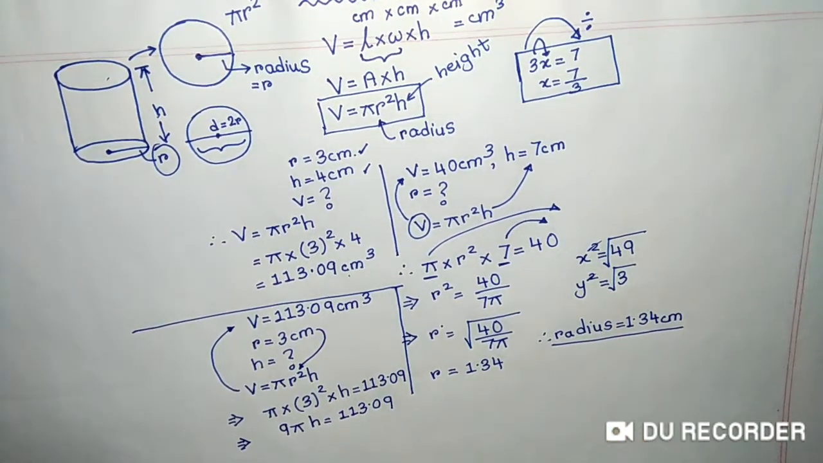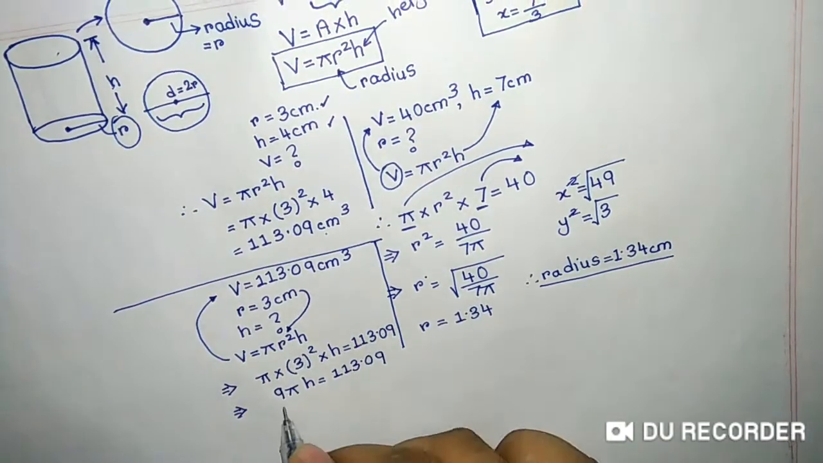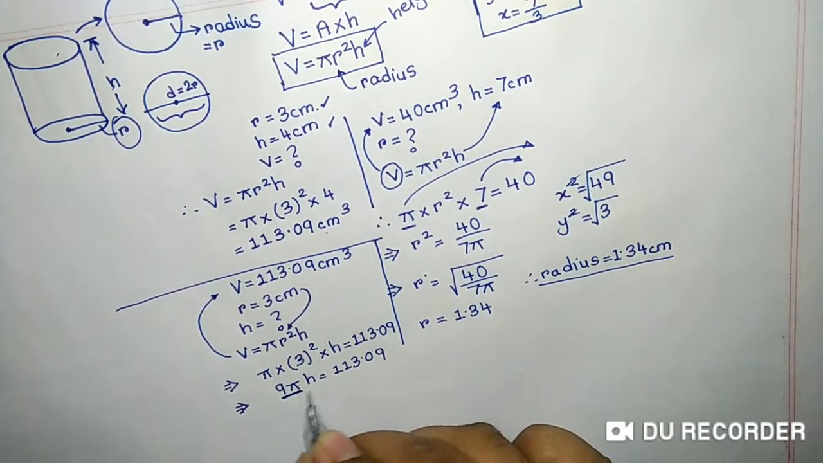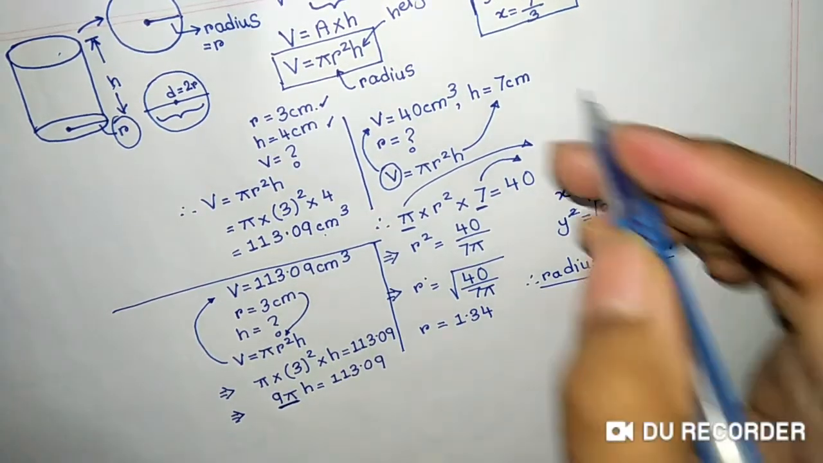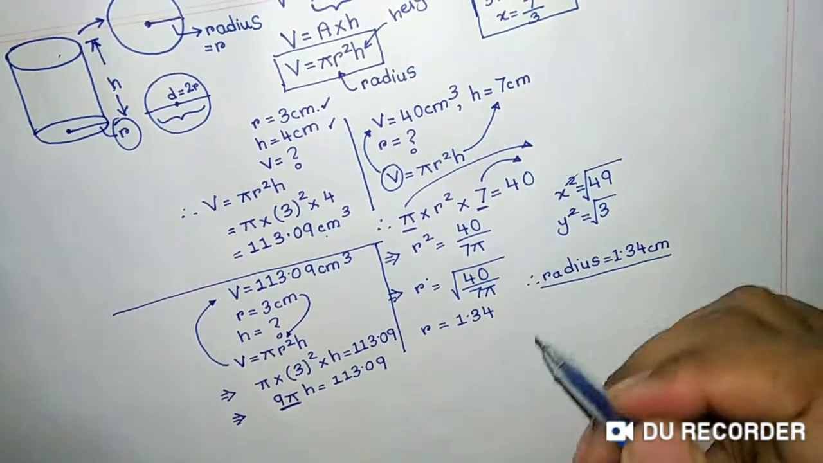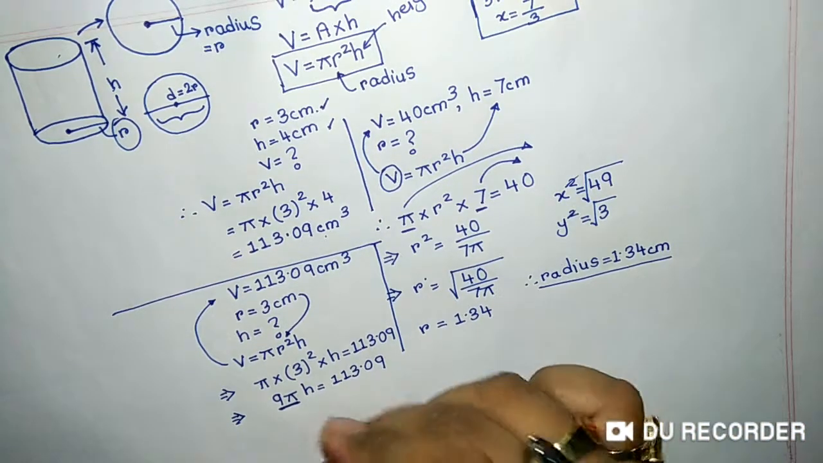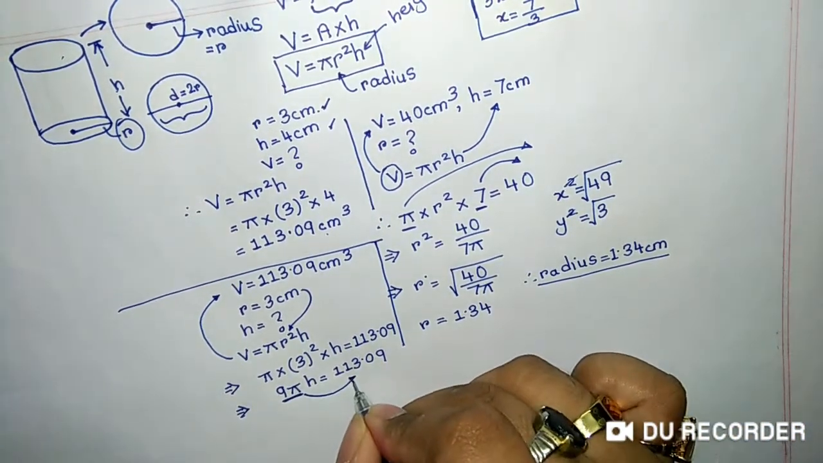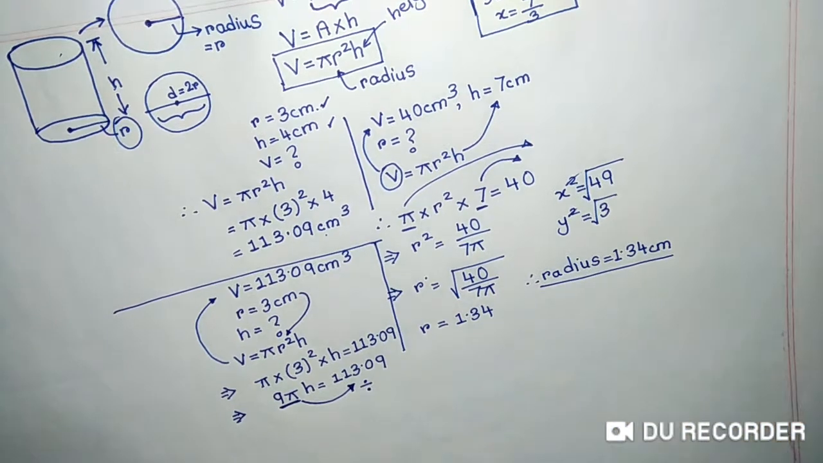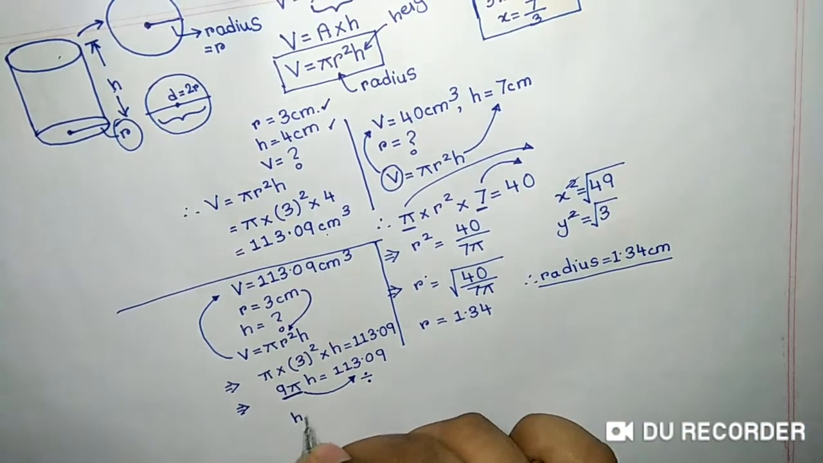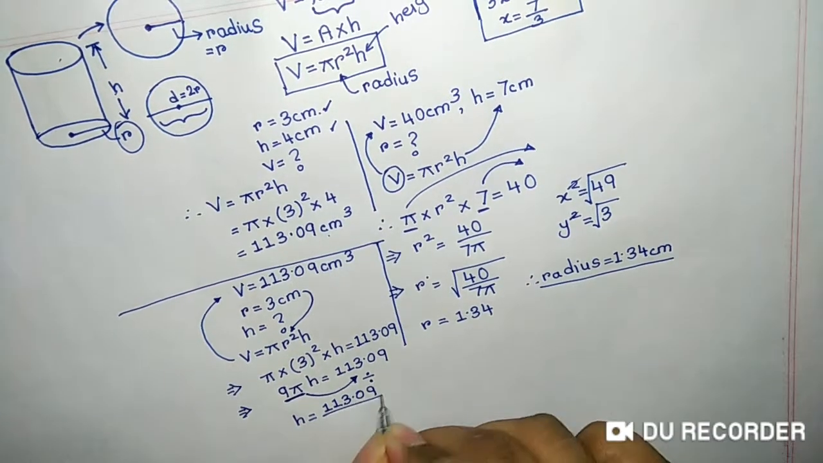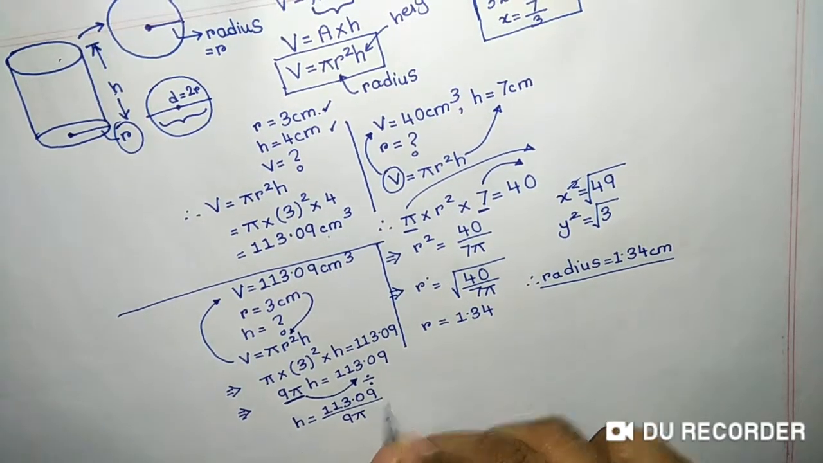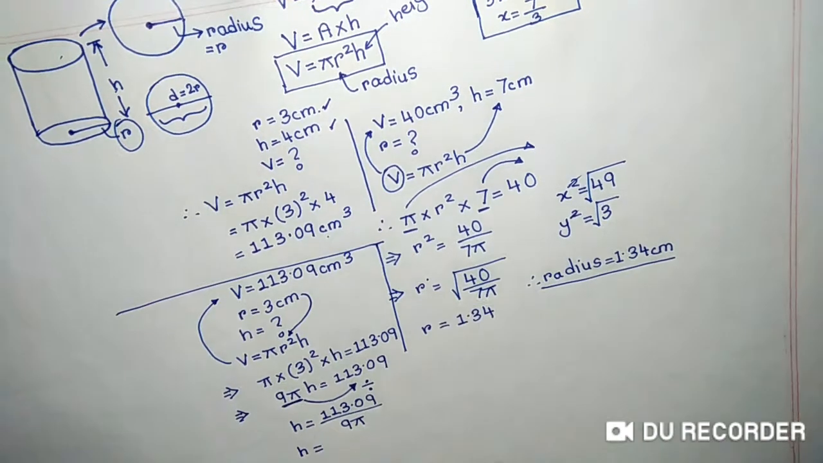After that, I have the value of 9 pi h equals to 113.09. Now over here we see that 9 pi is in the form of multiplication with the height. So we know by the rule of equations which I have shown you earlier, if something is in the form of multiplication, it will go to the other side and become division. So we can write h is equal to 113.09 over 9 pi.